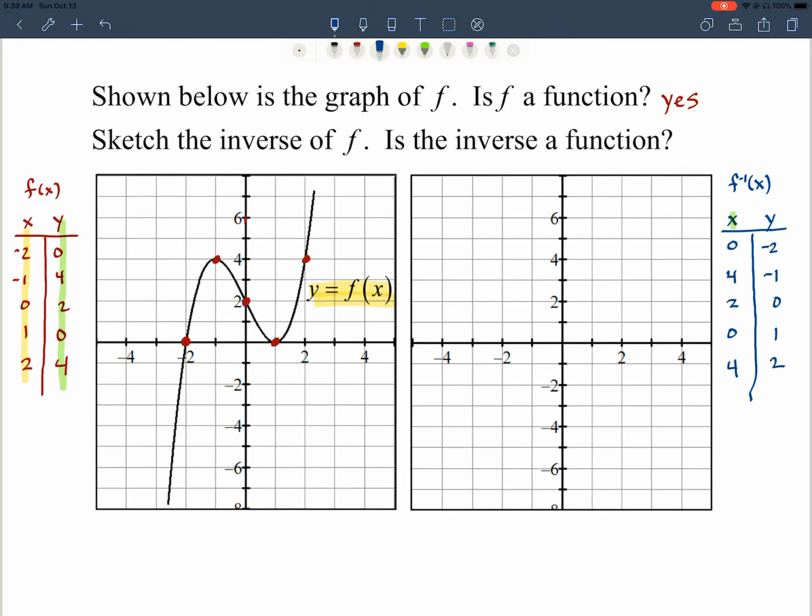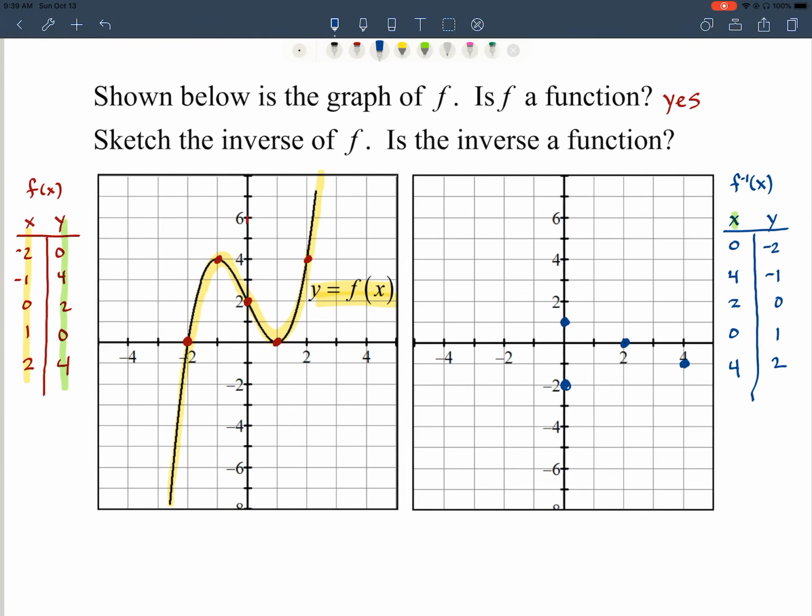All right, and I should have mentioned this before. As you're recording these points on your original graph, you want to make sure you record them in order as you come across them from left to right, or you could go from right to left. That's up to you. But it makes things much easier when we reconnect them on our inverse graph. So let's plot our points here. We had 0, -2. We had 4, -1. We had 2, 0, 0, 1, and 4, 2.